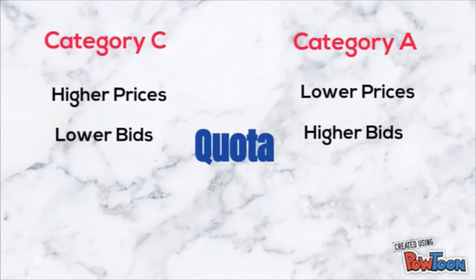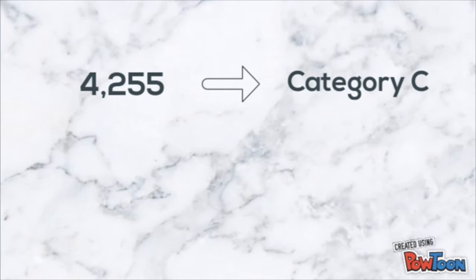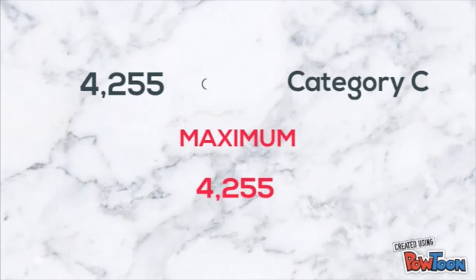The highest possible bid for a category would be capped, which might affect the number of bid successes. For instance, the quota is capped at 4,255 for Category C. Hence, the maximum number of bid successes can only be 4,255 and below.